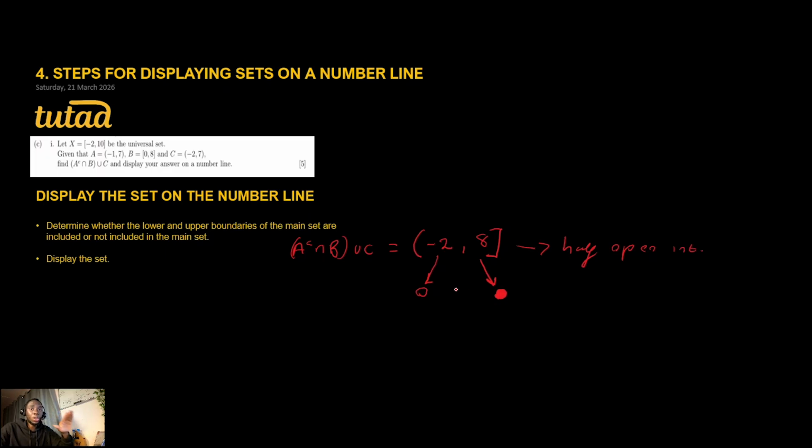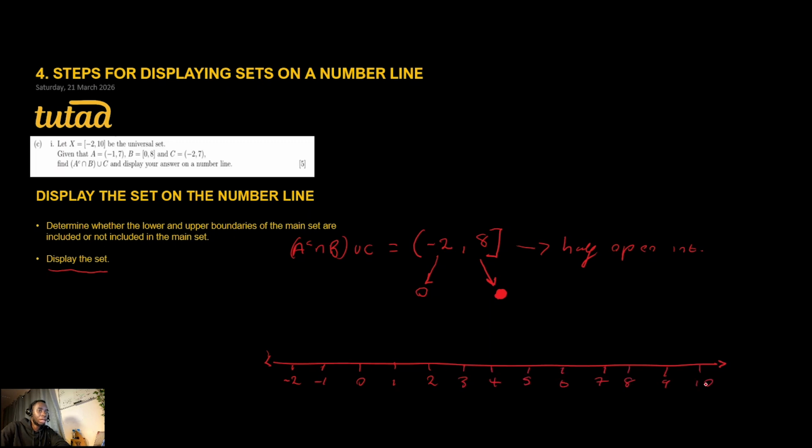So now that we know which boundary is included and not included in our main set, we can move on to the next part, which is displaying our set on the number line. So we're just going to draw a solid line which represents our number line. We are going to utilize the elements in the universal set because the universal set has all the elements that are in the other sets. It's much easier that way. So we're going to start from -2 and 10. So we have our number line here and we have all the elements in our universal set listed down here. These are our coordinate points.